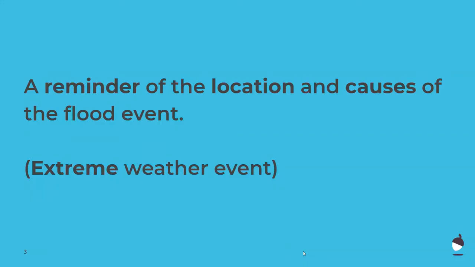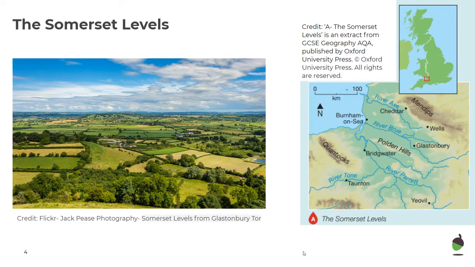So we're first going to have a little reminder about the location and causes of the flood event linked to an extreme weather event. So the Somerset Floods occurred in the Somerset Levels, a low-lying area of the UK. And this area is located southwest of the UK. You can see the Somerset Levels in the photograph on the screen, but you can also see the location of the Somerset Levels to the right of the screen through the two maps. If you'd like to pause the video at this point to study the photograph and the maps, that is absolutely fine.